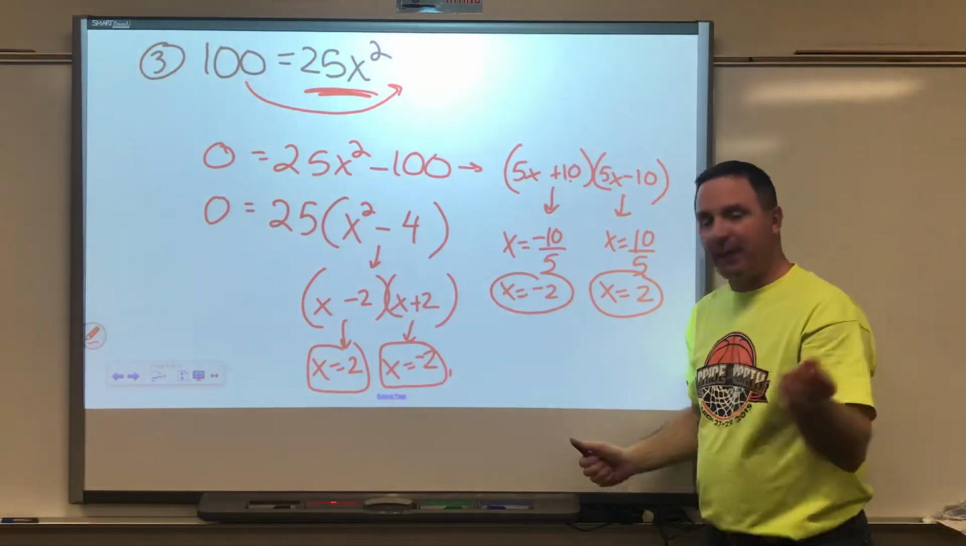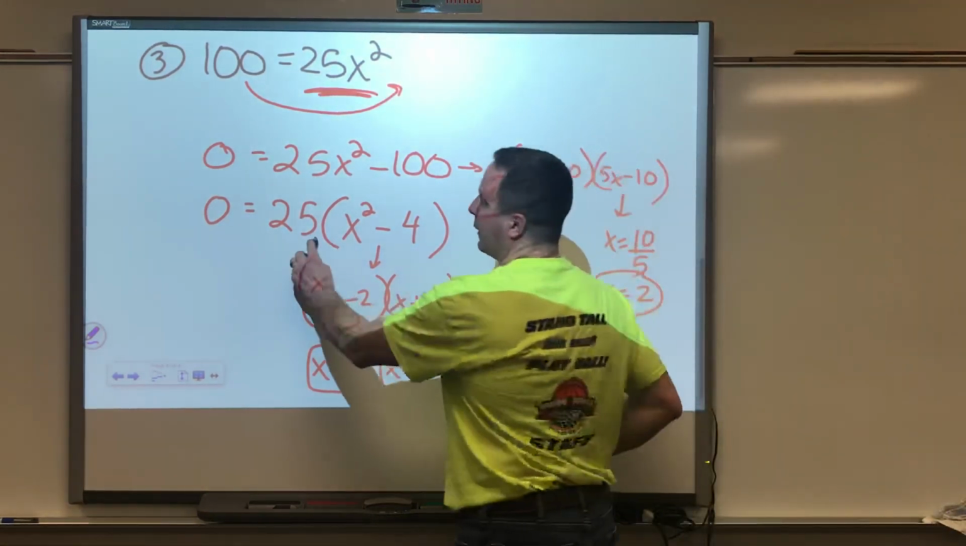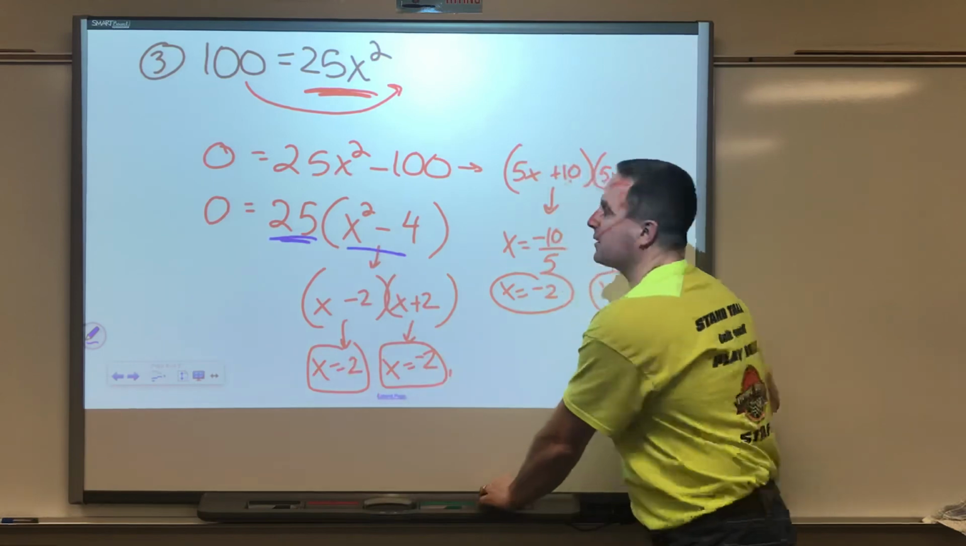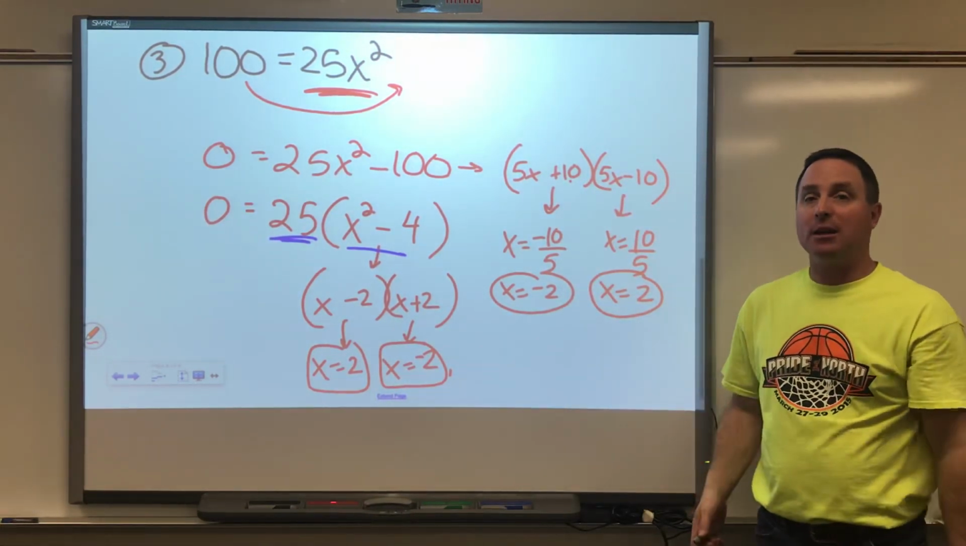Okay? But I think if I was to remember one thing, always, always, always look to factor out a greatest common factor. It just makes all the other numbers smaller, fewer choices, and the factoring, for lack of a better word, a little bit easier.